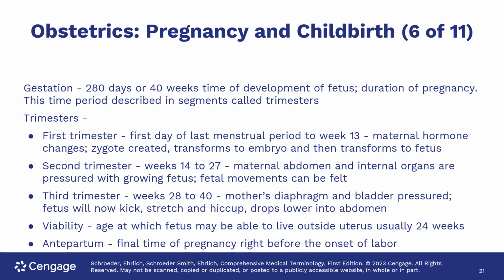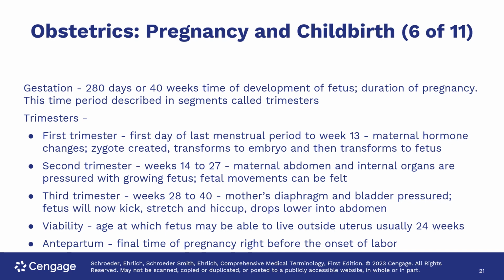Gestation is the development of the fetus during pregnancy, which is usually about 40 weeks. The first trimester starts at the first day of the last menstrual period to week 13. The second trimester is from week 14 to 27. During this time, fetal movement is detected by the mother. The third trimester is from week 28 to 40. Towards the end, the fetus will drop lower in the abdomen, preparing for birth.